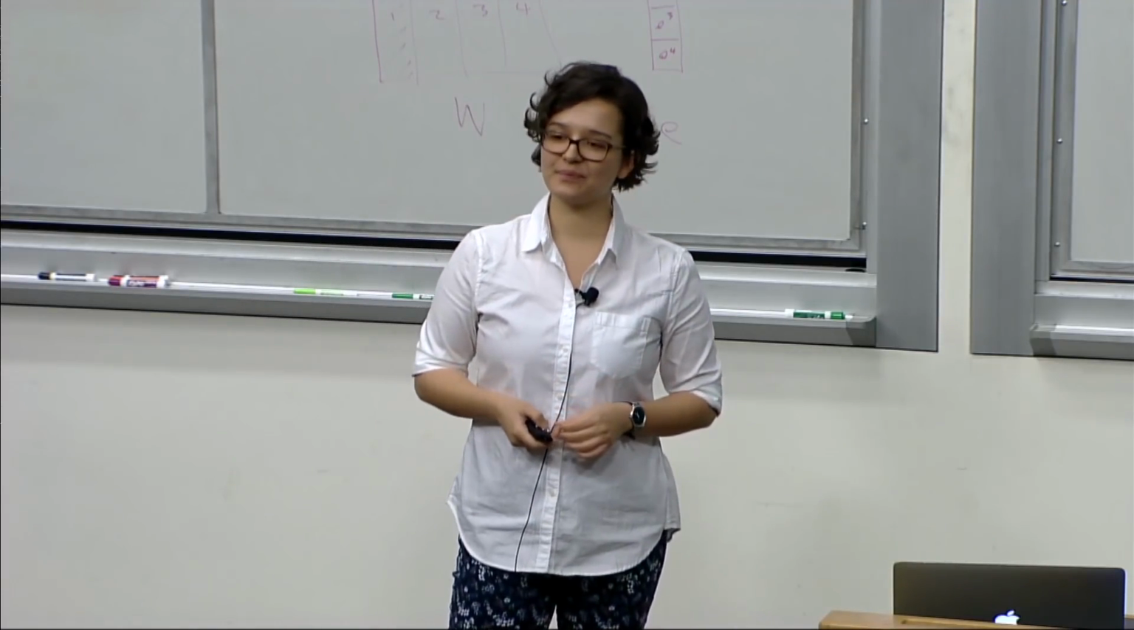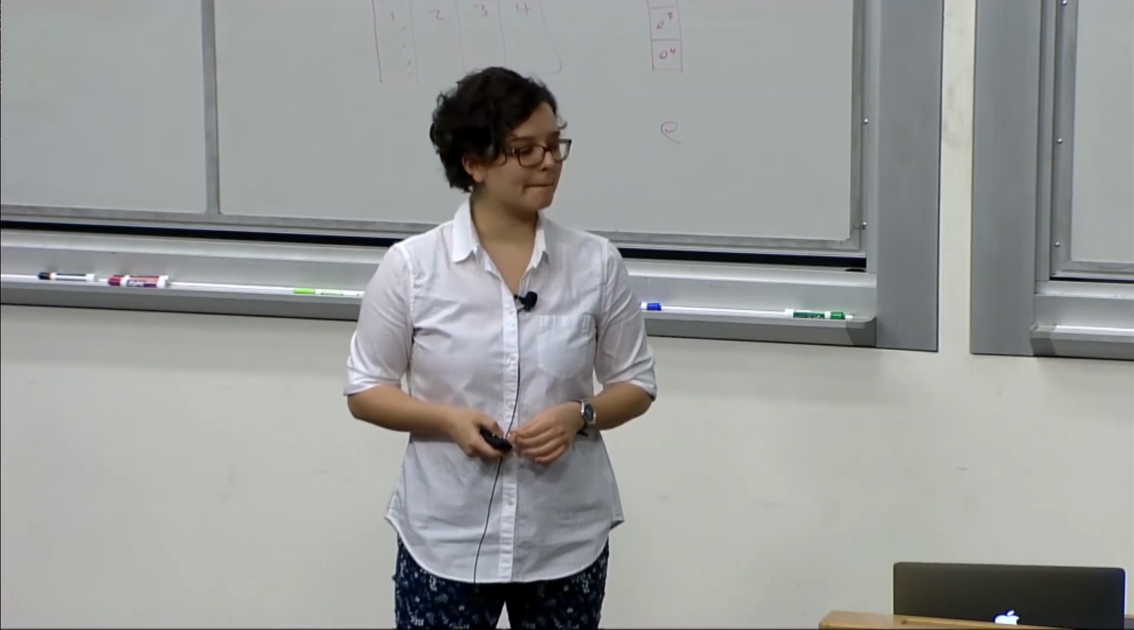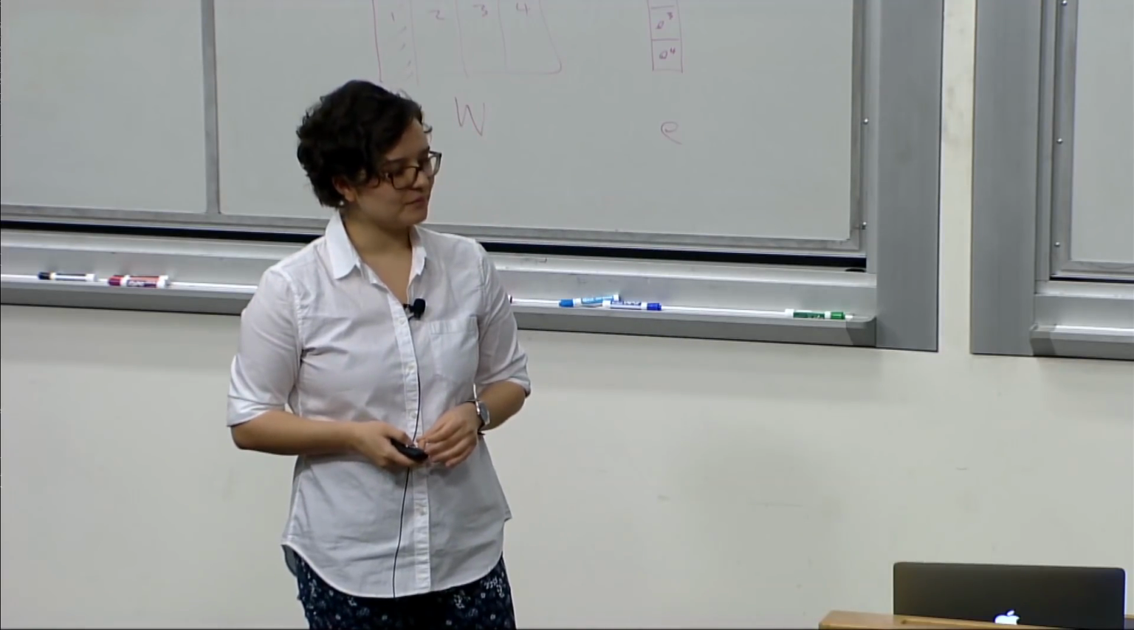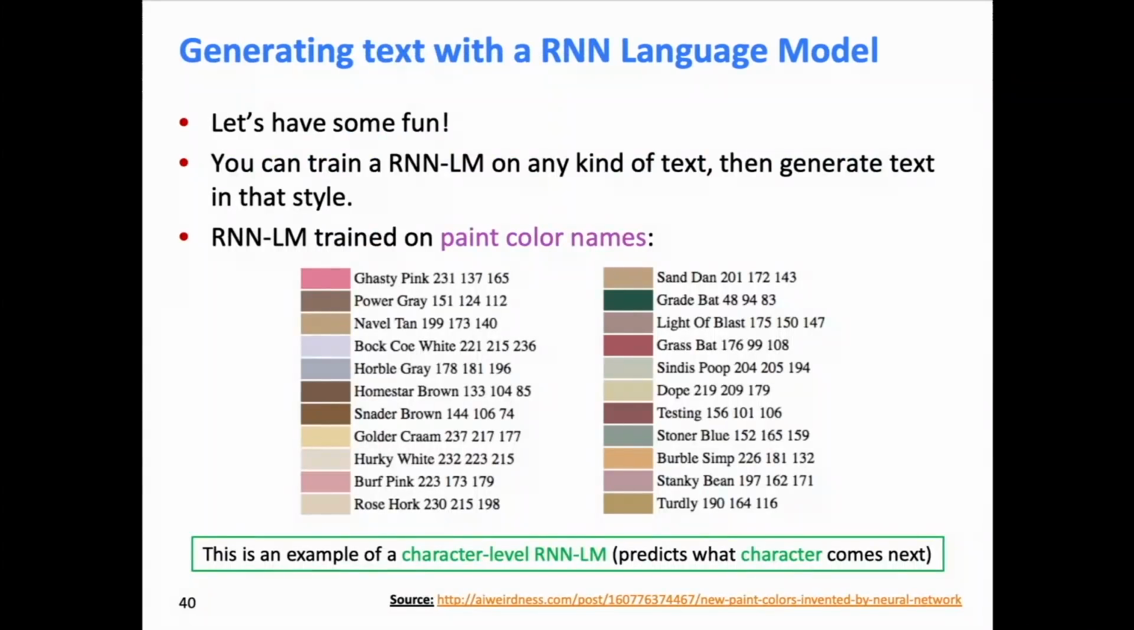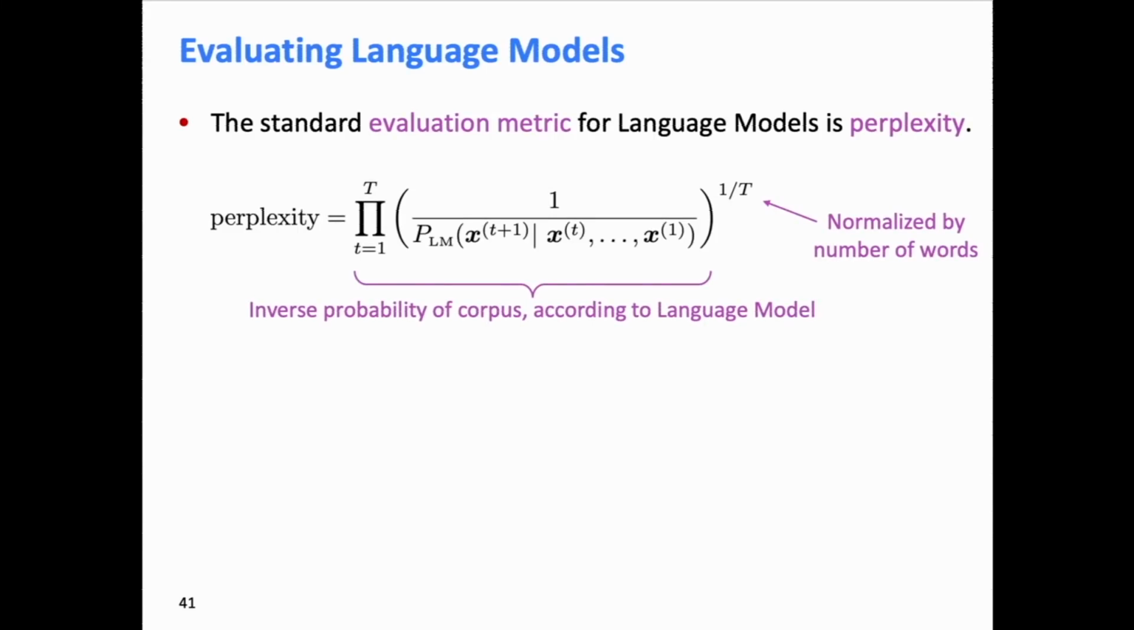Any other questions? Okay. So we've talked about generating from language models. Unfortunately, you can't just use generation as your evaluation metric for language models. You do need some kind of measurable metric. So the standard evaluation metric for language models is called perplexity.